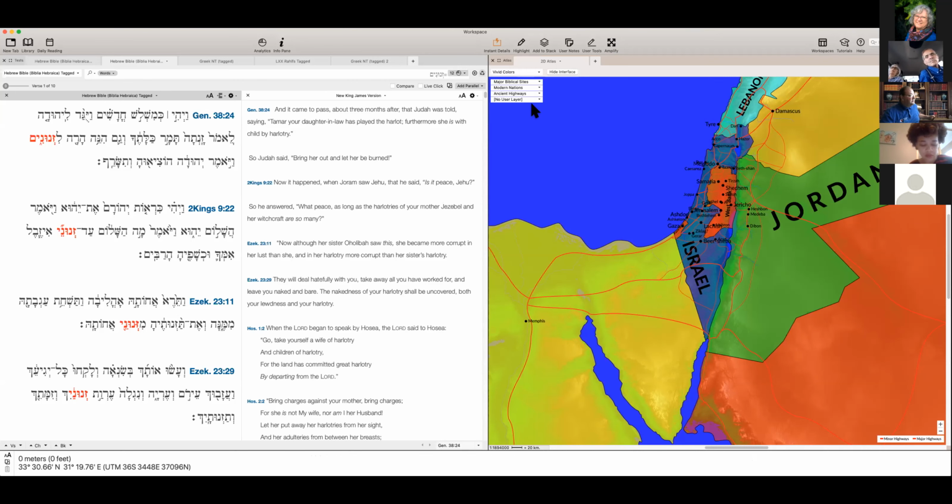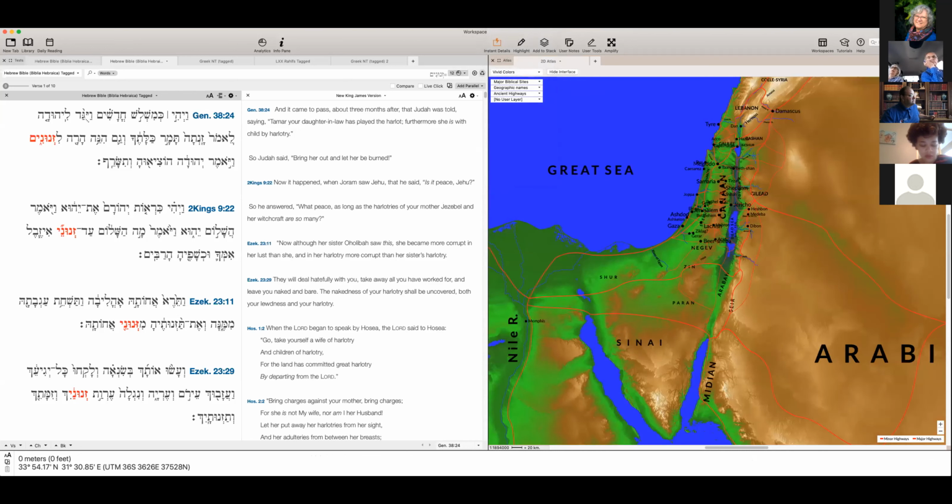Let me take this layer away. Hold on. Let me take it back. You see? Did you see the map? I was switching between the layers. Can you see the map clearly? Yes, okay.